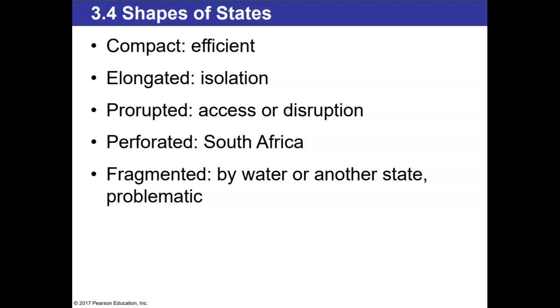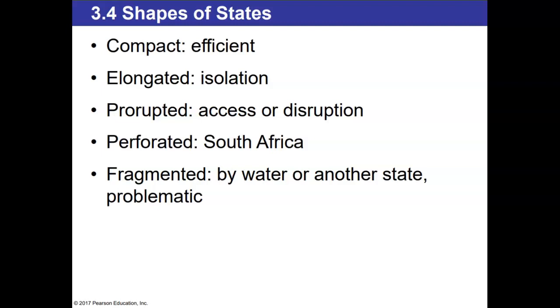It's also important to note that a compact state does not inevitably mean that a state will be more peaceful, because compact states are just as likely to experience civil war and ethnic rivalry. Next, an elongated state is also known as an isolation state, and it has a long and narrow shape. Some of these countries include Malawi and the Gambia. An elongated state may suffer from poor internal communication, as an extreme end may be isolated from the capital.